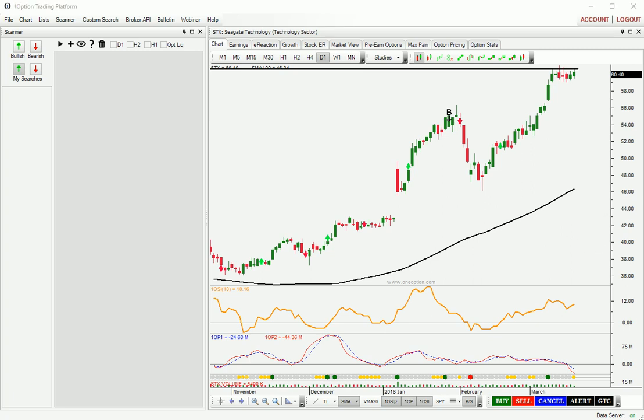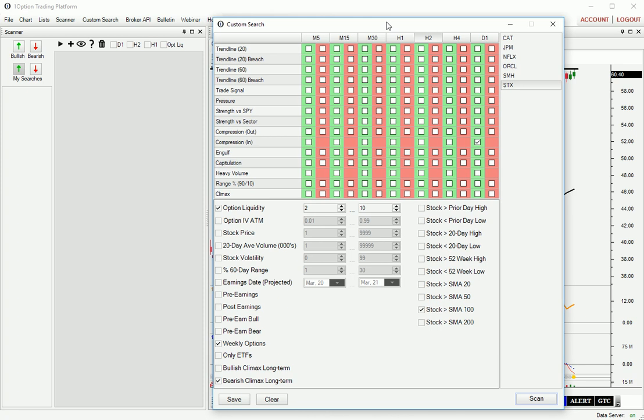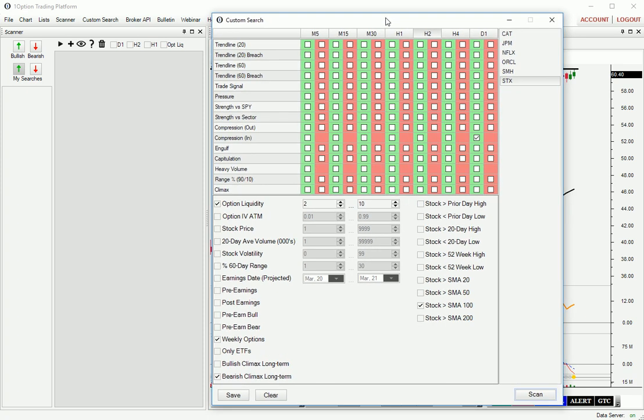Let me go into another search that's really nice. And this has more to do with earnings. So I'm going to unmark the 100-day moving average, and I'm going to use another feature that I had shown in one of the other videos. Pre-earnings bull. There is a pre-earnings bear as well. 2 weeks ahead of earnings, this stock rallies 75% of the time.